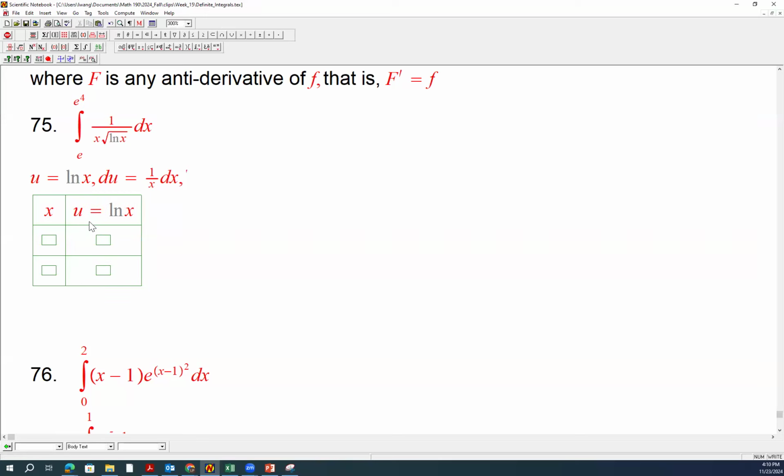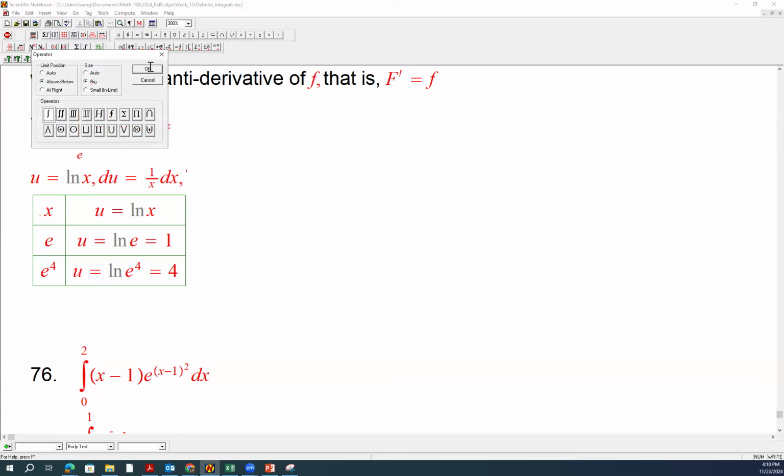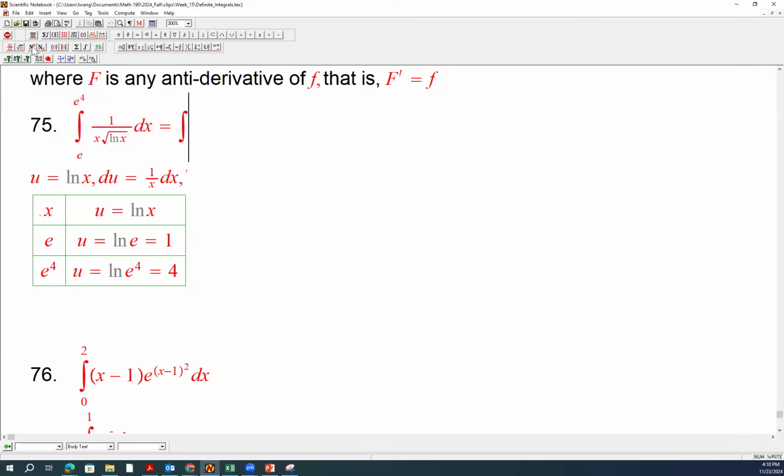x changes from e to e to the power of 4, and u will be changed accordingly. When x equals e, ln e equals 1. When x equals e to the power of 4, u equals 4. So the interval changes from 1 to 4.